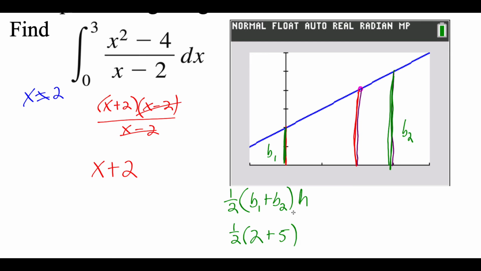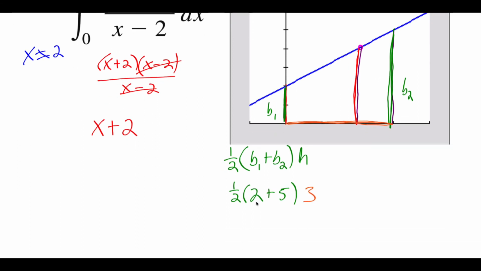Now, the height of the trapezoid, since this is laying on its side, we actually want to look at this distance going across the bottom here. We're going from 0 to 3, so that distance is actually 3. Well, if I take 2 plus 5, that's going to be 7. So I have to do 1/2 times 7 times 3. Half of 7 is 3.5. 3.5 times 3 gives us an area of 10.5.